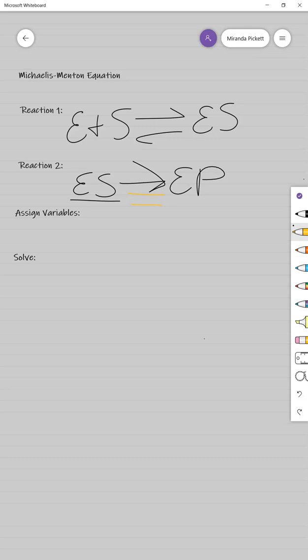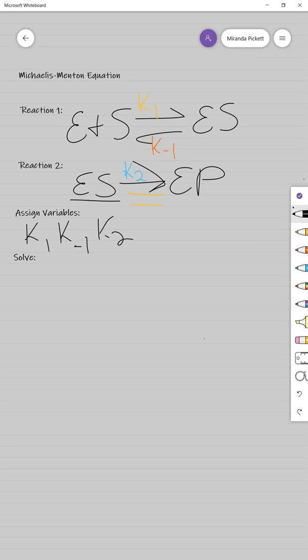So then we're going to assign some variables. The first variable we're going to assign is K1. So K1 is going to be assigned to our forward part of reaction 1, so it's going to go here. Second variable we can assign is K-1. K-1 is going to go on the backwards reaction of reaction 1. Lastly, we have K2, and this is going to go in our only direction of reaction in reaction 2, which is our forward reaction.